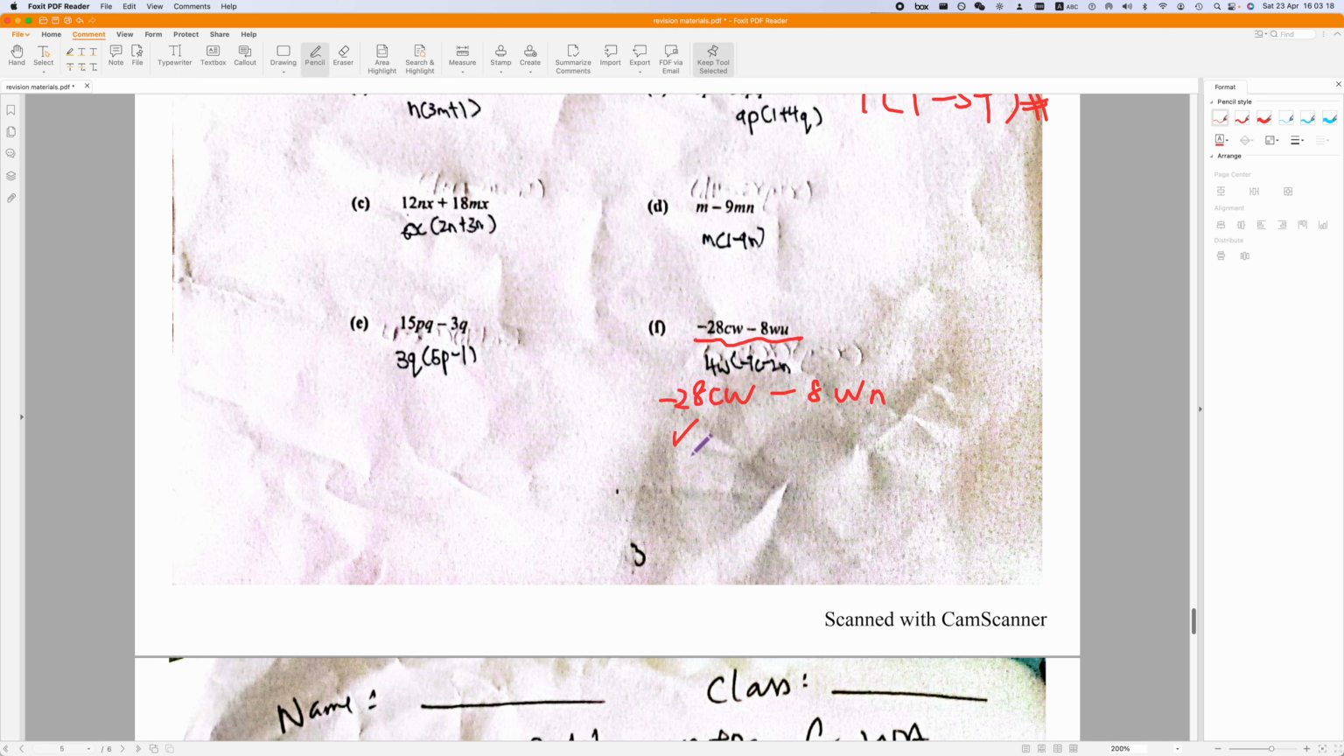So how do you split this? You underline the term first. Once you underline, then you can split. It really depends how you see it. So I can underline the minus 8 here. 8 cannot. Maybe minus 4 can. Minus 4, 7C, W. Then this one is 8, W, N.